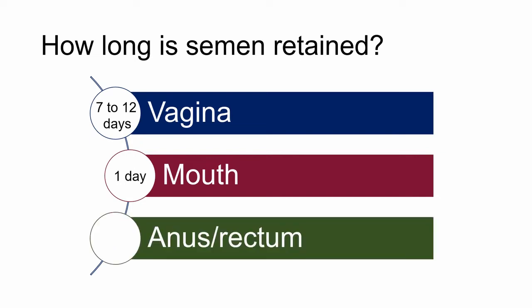With respect to the anus and rectum, the maximum time frame for semen retention is approximately 3 days. Activities such as defecation would be expected to remove semen from this location. Please note that these are maximum time frames and there is a progressive loss of evidence with time. It's important, therefore, that the kit be collected as soon as possible.